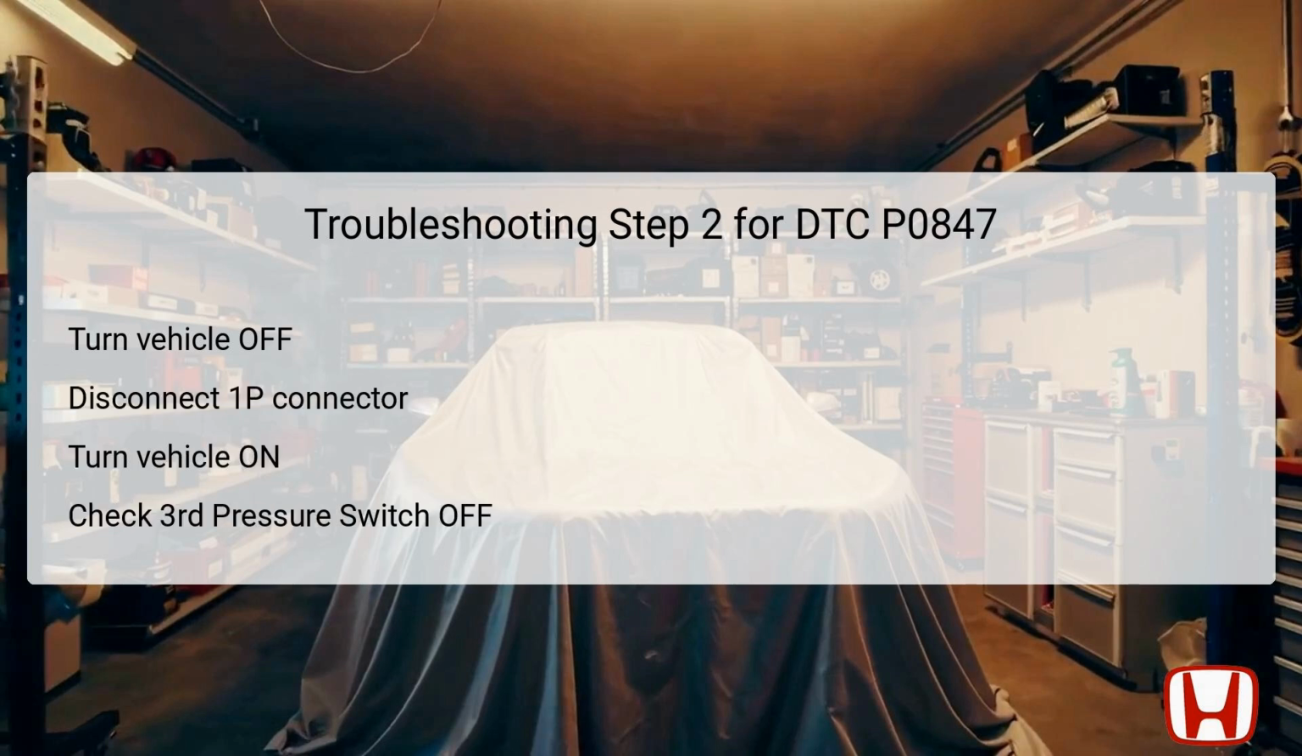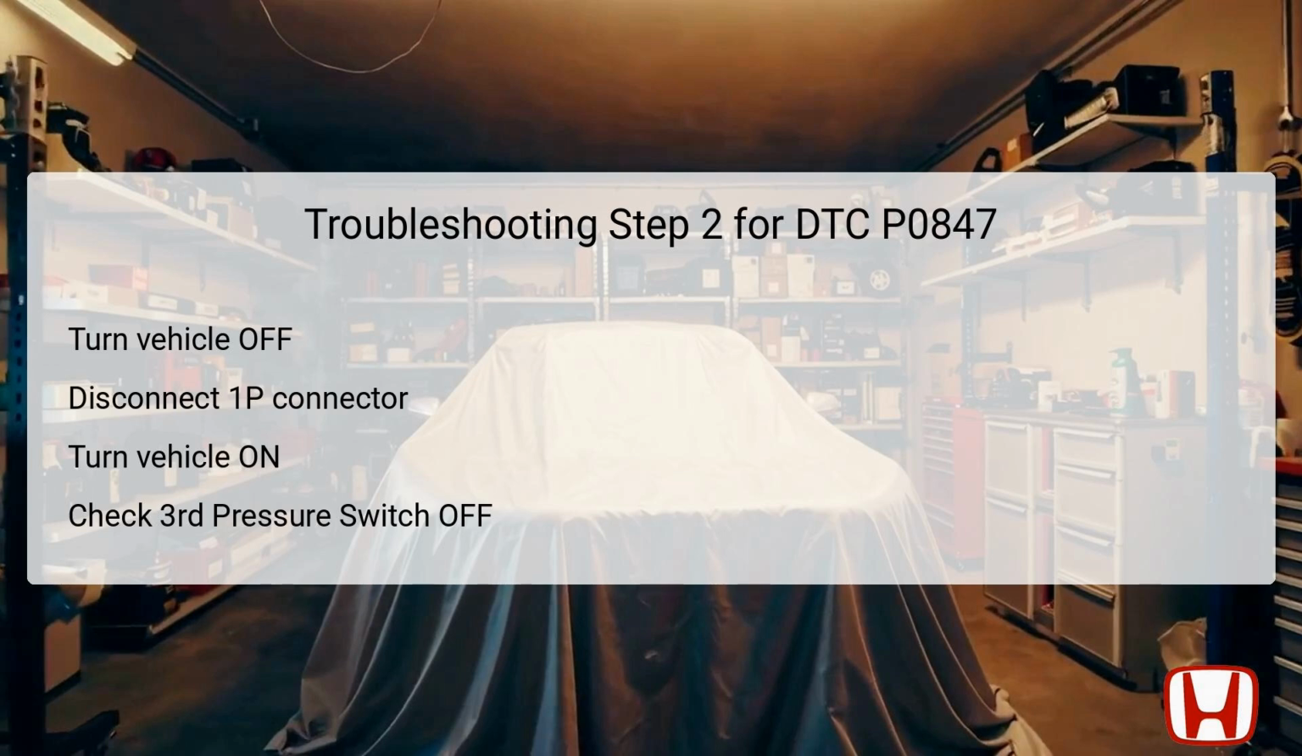The second step in troubleshooting DTC P0847 focuses on isolating the fault to determine the specific failure area. Start by turning the vehicle off and ensure it is in the lock mode to prevent any accidental activation. Next, you will disconnect the transmission fluid pressure switch B1P connector, which directly connects to the problematic switch.